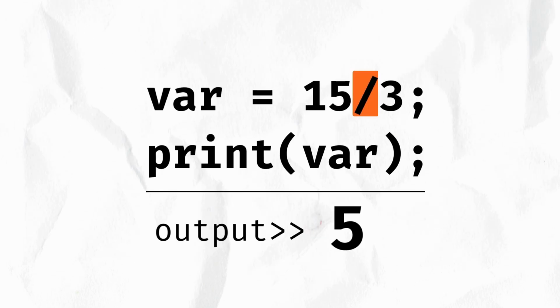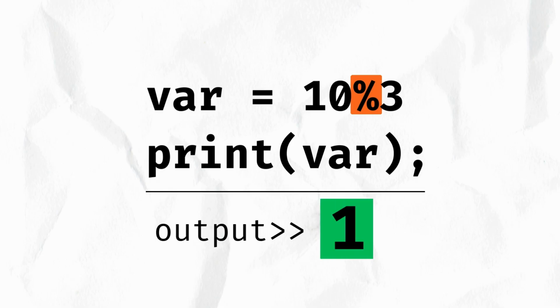You use the forward slash for 15 divided by 3, which is 5. You use 2 forward slashes to round down the answer for 7 divided by 2, which is 3. And you use the percentage sign to find the remainder of 10 divided by 3, which is 1.